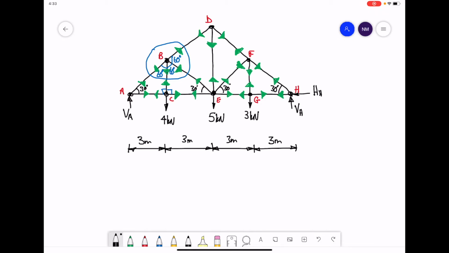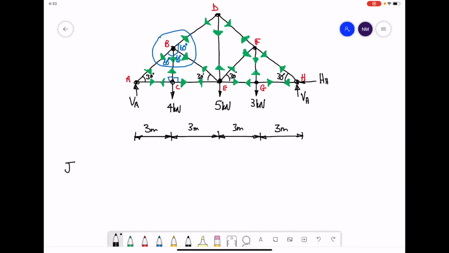Drawing our free body diagram of joint B gives us force BD, force BE, force BC, and force AB. The angles between each of the lines here being 60 degrees.